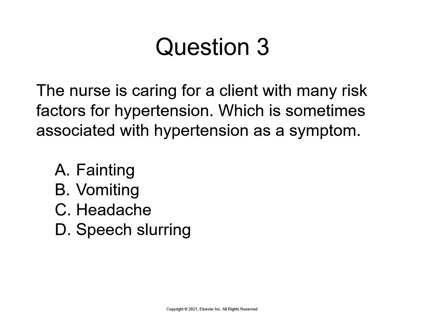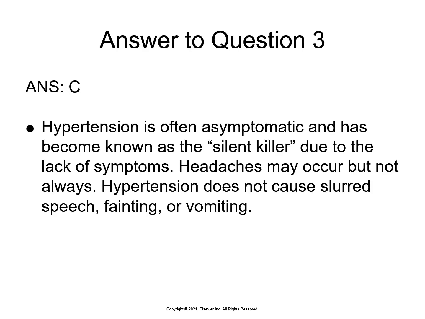So we have a patient that you're caring for that has many risk factors for hypertension. So when you're talking with them, which of the following symptoms is sometimes associated with hypertension as a symptom? Is it fainting, vomiting, headache, or speech slurring? Now this question is not tricky, but I don't particularly like this question, but you should know that hypertension is often asymptomatic and it's a silent killer because they don't have any symptoms. Headaches may occur, but not always. Hypertension does not cause slurred speech, fainting, or vomiting.